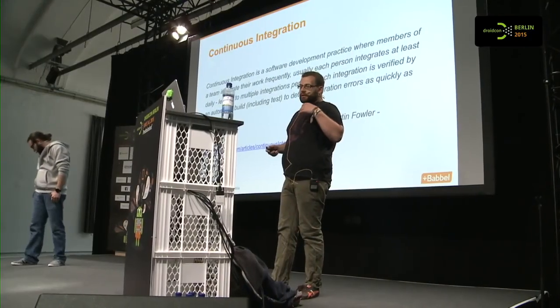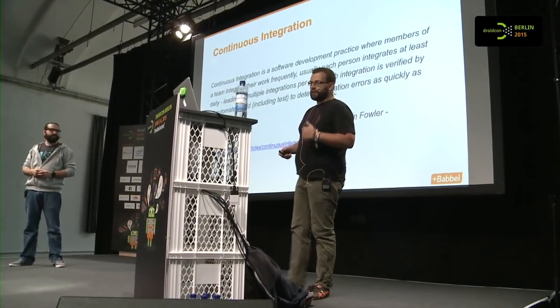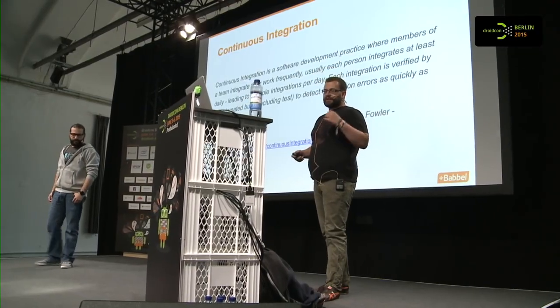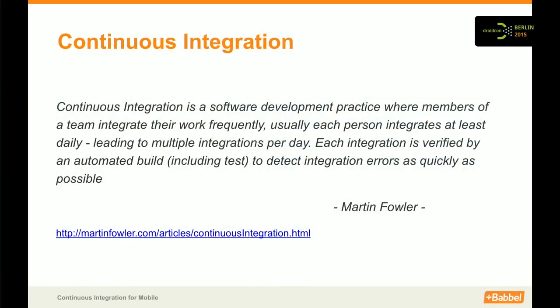What is continuous integration and what's best for this than quoting Martin Fowler. So continuous integration is a software development practice where the members of a team integrate their work frequently. Usually each person integrates at least daily, leading to multiple integrations per day. Each integration is verified by an automated build, including the tests, to detect integration errors as quickly as possible.